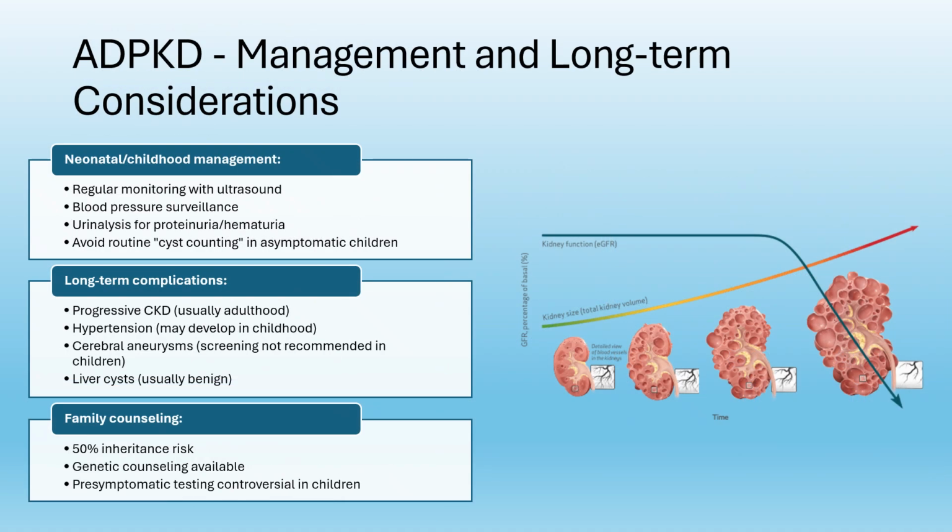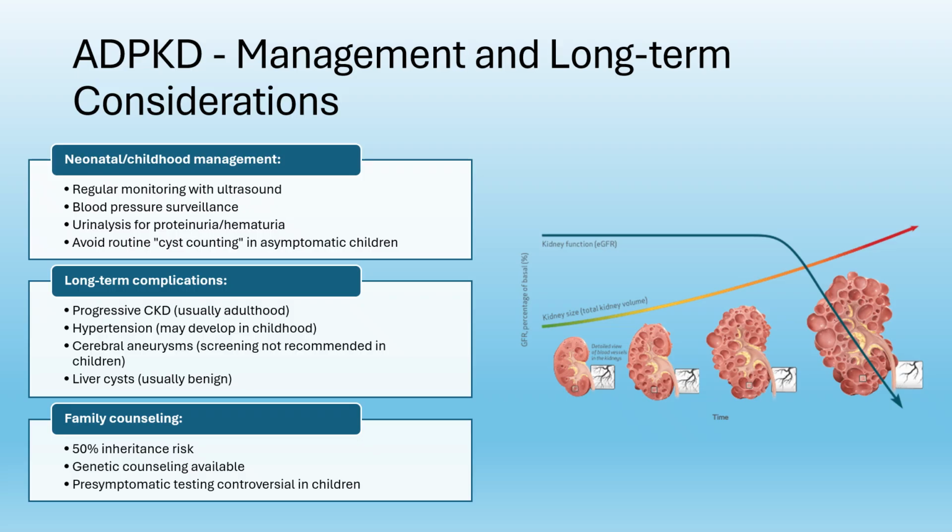ADPKD management in neonates and children focuses on surveillance and prevention rather than immediate intervention, reflecting the disease's typically benign early course. Neonatal and childhood management centers on regular monitoring to detect early complications before they become symptomatic. Renal ultrasound provides structural assessment, tracking cyst development and kidney growth over time. However, routine cyst counting in asymptomatic children provides little clinical value and may create unnecessary anxiety.